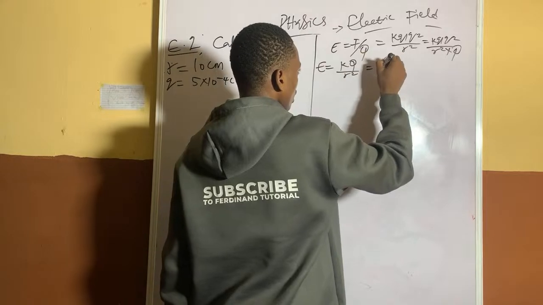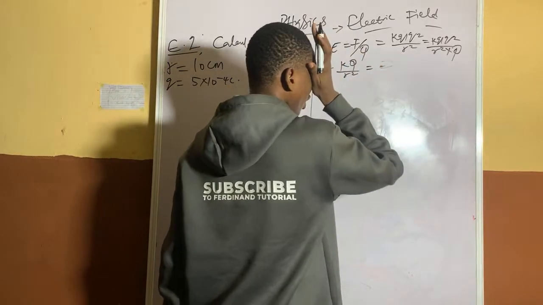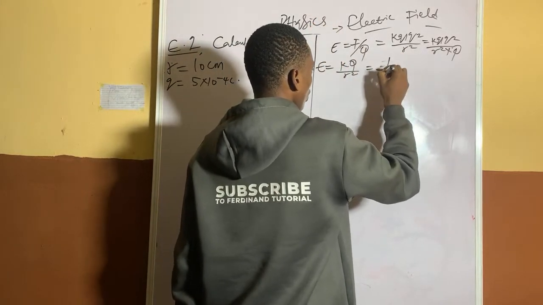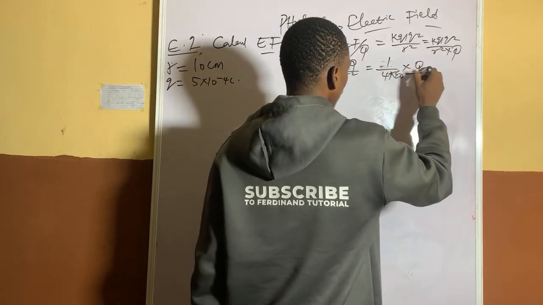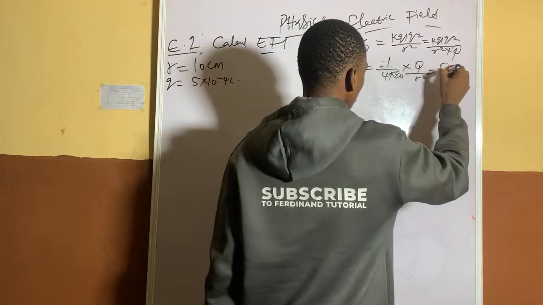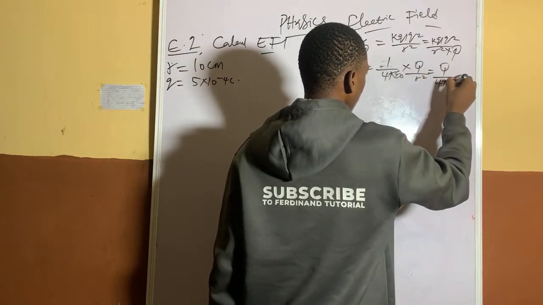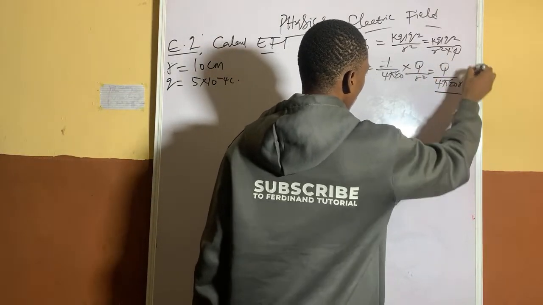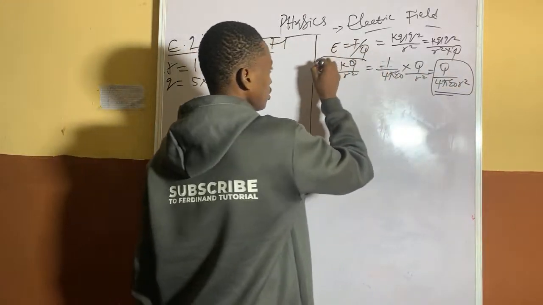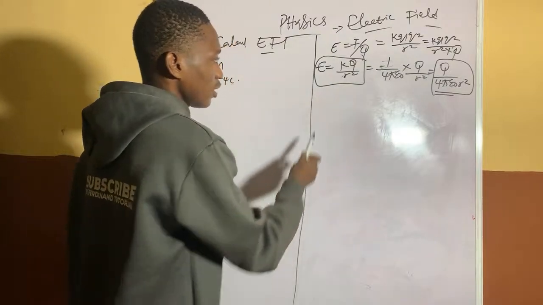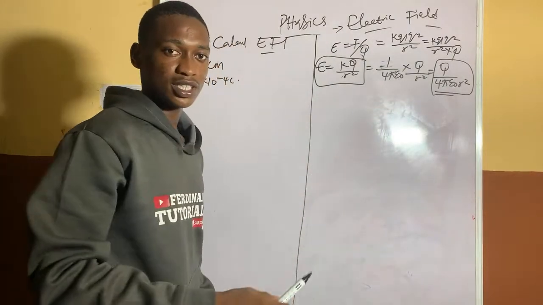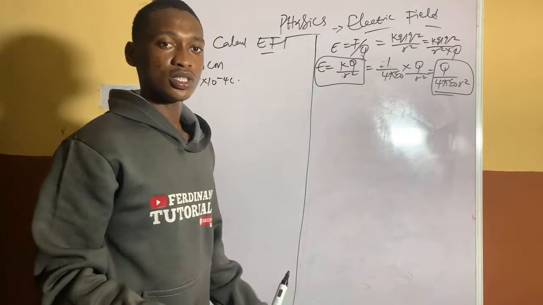Or I'll say E is equal to, anyway I see K, I'll put 1 over 4 pi epsilon naught times Q over R squared, which is equal to Q over 4 pi epsilon naught R squared. Are we there now? This is still the same thing, electric field intensity. Anyone I want to use, I will use. It's still the same formula.